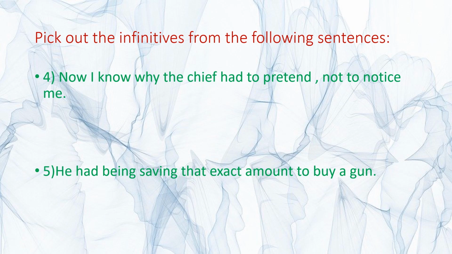Now two more questions on the screen for which no answers are given. What you have to do? Yes, you have guessed it right. You have to practice and do it on your own. The fourth sentence is, now I know why the chief had to pretend not to notice me. And the fifth sentence is, he had been saving that exact amount to buy a gun. So, only two sentences I have given, so practice those.